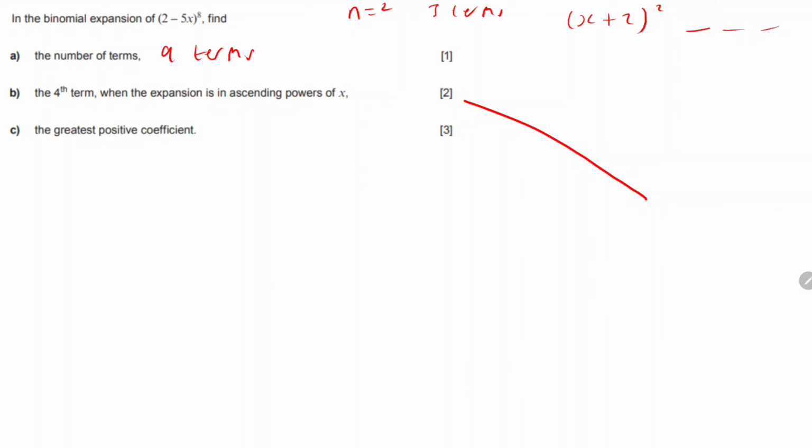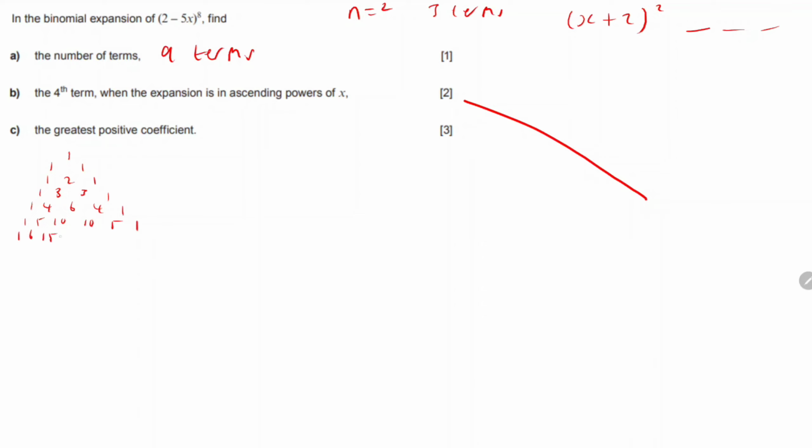The fourth term, we've got to find what the fourth term will be when the expansion is in ascending powers of x. So one method here would be to find Pascal's triangle all the way down to the power of 8 and try and keep this as narrow as possible. Obviously, the further down we go, the wider the triangle is going to get.